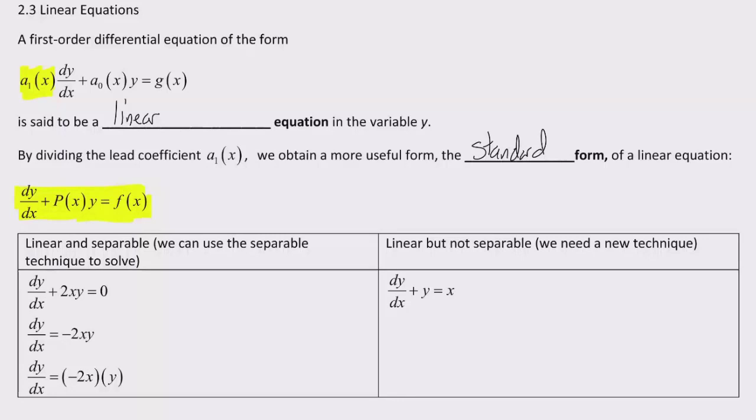So what would we consider then to be linear? I've got two illustrations here. The first one is linear and separable, so we can use our separation technique from the last lesson. The second example is linear but not separable, and this is where we need a new technique, because I can't break up that y and x in terms of a product. There's a plus sitting there. So what do we do with something like that?